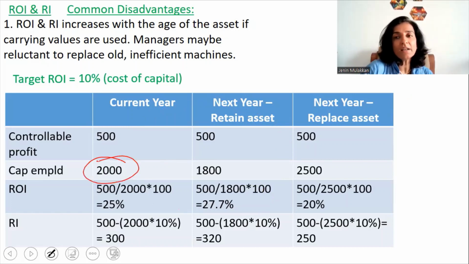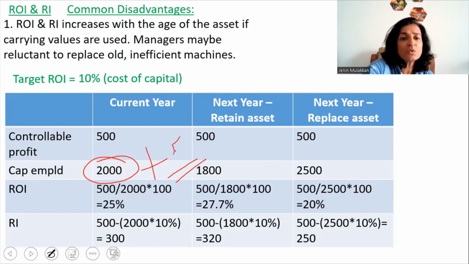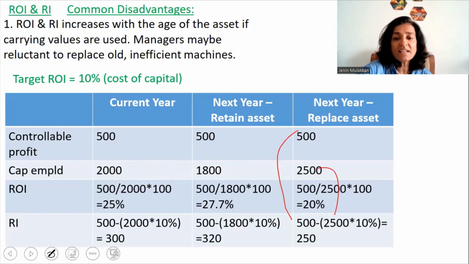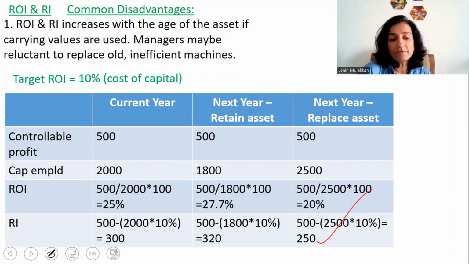So 2,000 is the capital employed, and you are selling the existing asset and buying a new asset. The new asset will definitely have a higher price. So net effect, the capital will increase. Say the capital has increased to the tune of 500. So the revised capital employed because of replacement of the asset is 2,500. Now we will see ROI and RI. ROI will be 500 divided by 2,500 into 100, or 20%. And RI will be 500 minus capital employed 2,500 into 10%, giving an RI of 250.